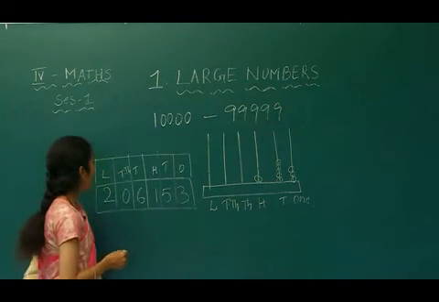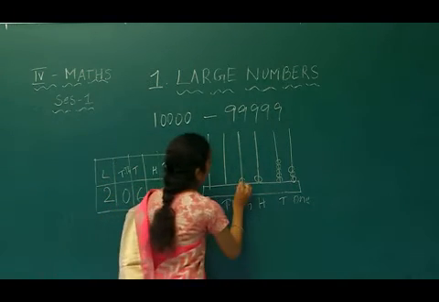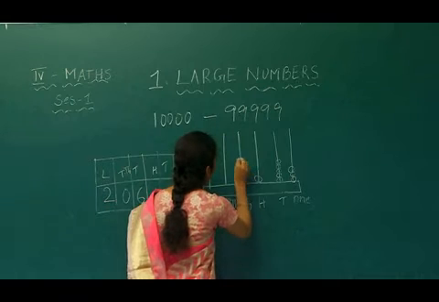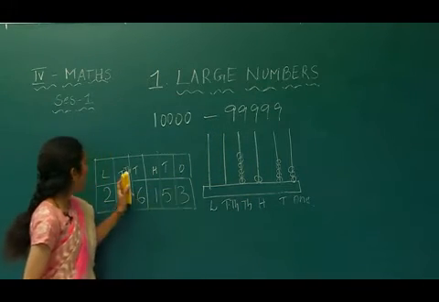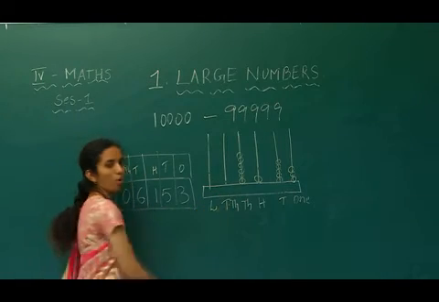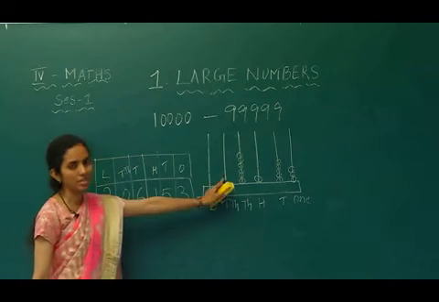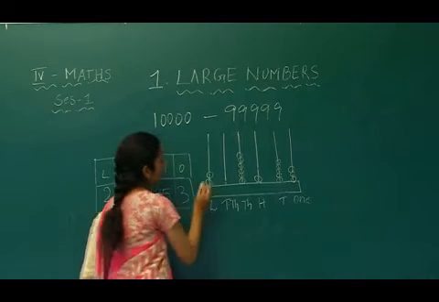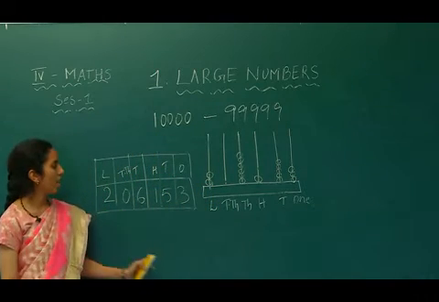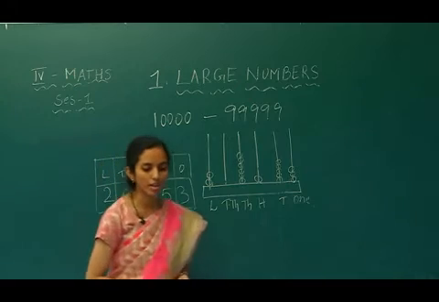Just put 1, and in the thousands place 1, 2, 3, 4, 5, 6. Yes, it is 6, no? Yes, 6. And in the 10,000s place, 0 is there. You don't need to represent any bead. And in lakhs, 2 beads are there. So 2 beads. This is how we represent on the abacus scale.